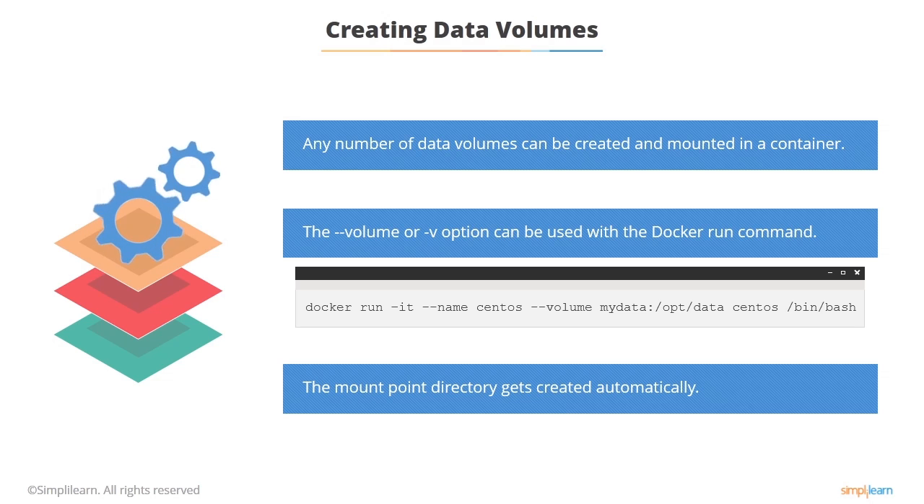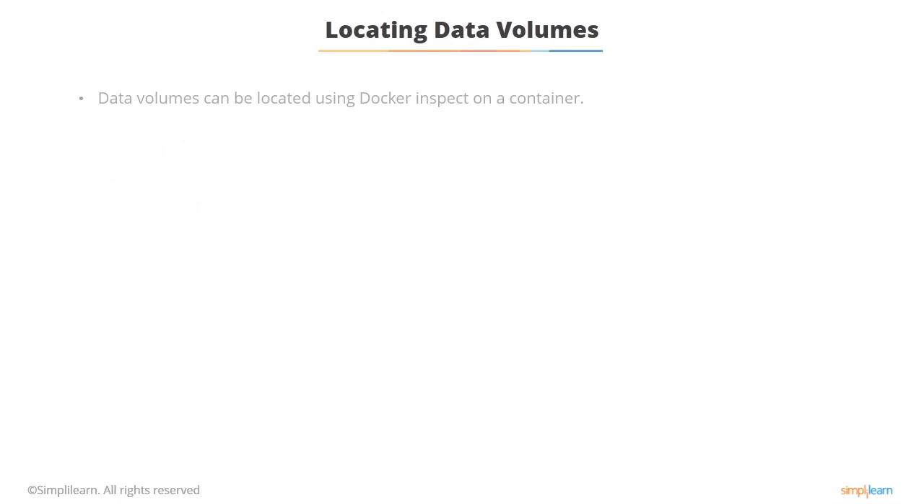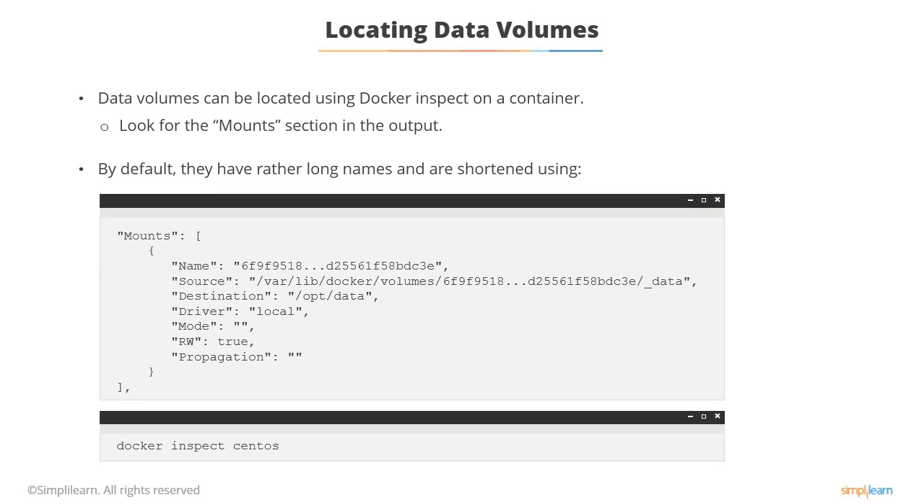If you do docker inspect on a container, it'll show you what the mount points are. It produces a very long JSON string, and one of those entries is the Mounts, which shows the name of the volume, which is a very long string, and where it is stored. This is actually stored within the Docker area on the disk, along with where it's mounted to, and the mode of operation.